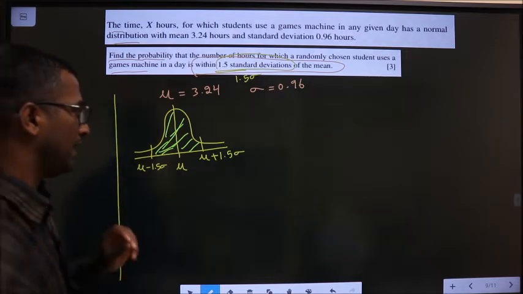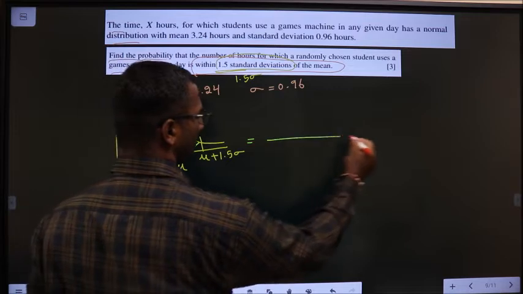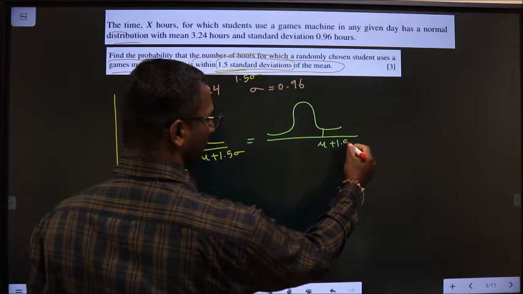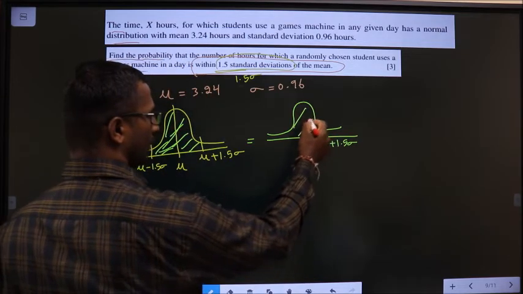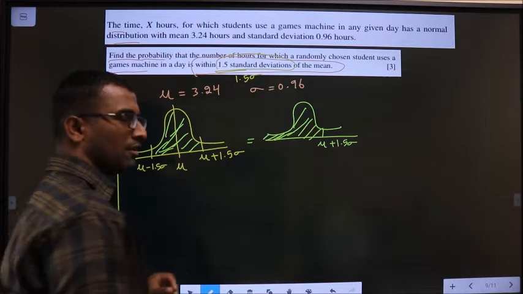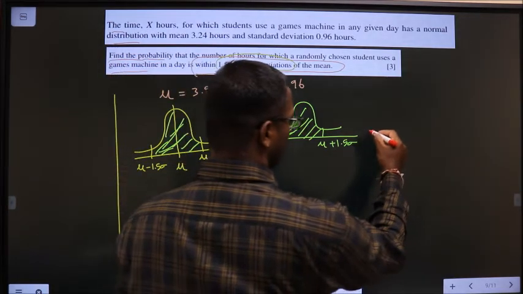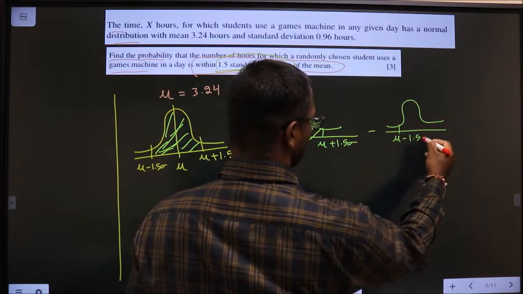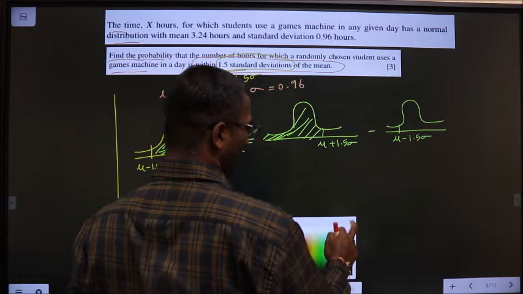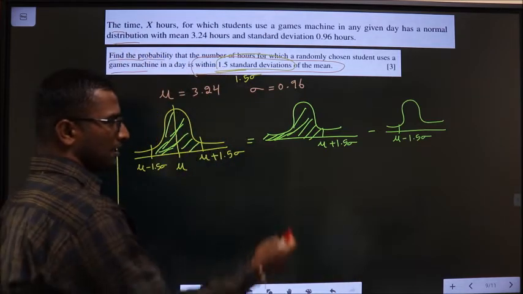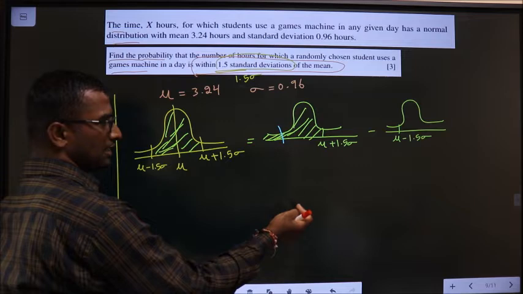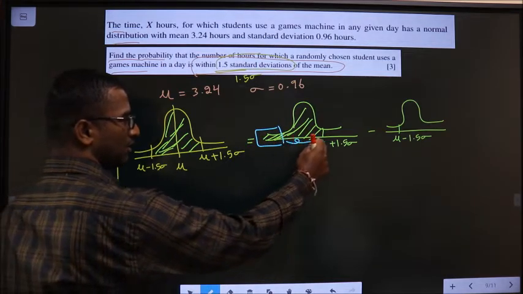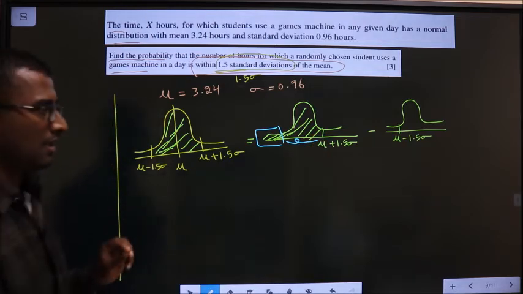Now, how do we find it? See. First, I take the entire left side of mu plus 1.5 standard deviation, this entire area. From that, I remove the left side of mu minus 1.5 standard deviation. Clear? Now, understand this. Let us say here it is mu minus 1.5 standard deviation. From the total, I am removing this. So, I will be left with this one. Clear?